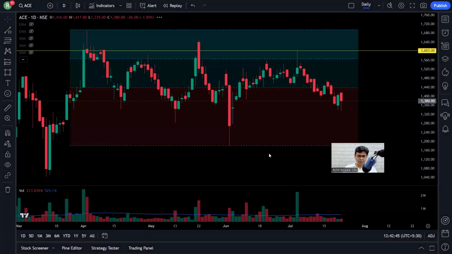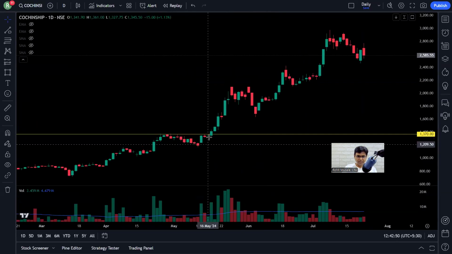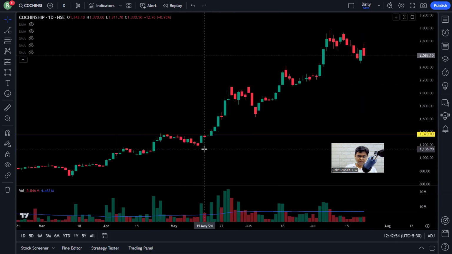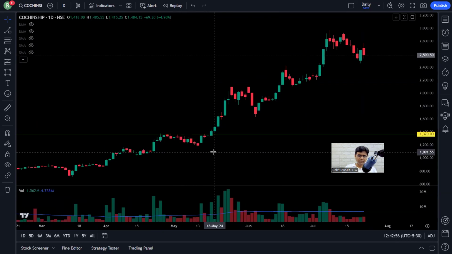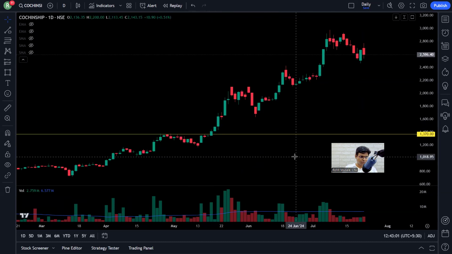So let me show you. See, look at this base. Very tight price action. Compare this base with the previous chart I showed you. Very tight price action. Not much volatility inside the base. Look how far you can hold on to the stock.